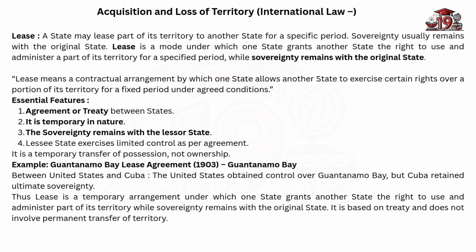Example: Guantanamo Bay Lease Agreement, 1903, between the United States and Cuba. The United States obtained control over Guantanamo Bay, but Cuba retained ultimate sovereignty. Thus, lease is a temporary arrangement under which one state grants another state the right to use and administer part of its territory while sovereignty remains with the original state.